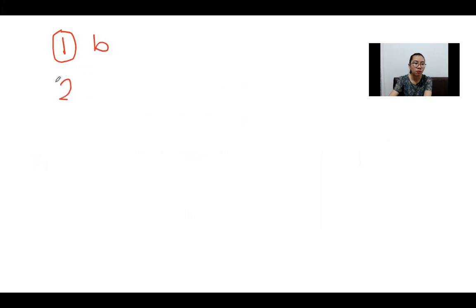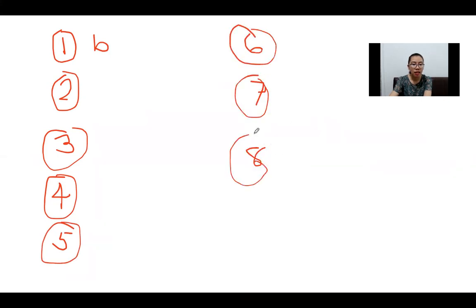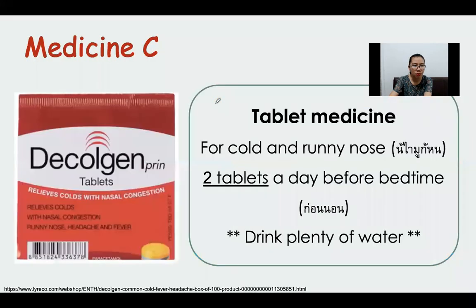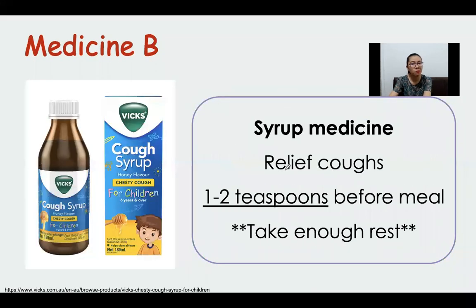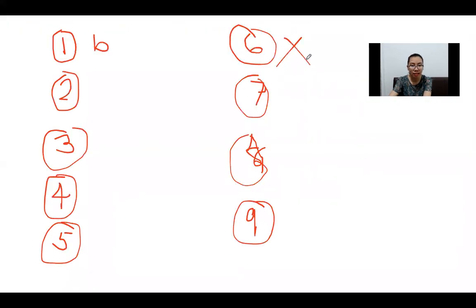Number two, number three, number four, number five. Okay, just write the letter. Number six, seven, eight, and nine. For the check or X, medicine B is for cold and runny nose. It's X, right? So you just write number six, X.